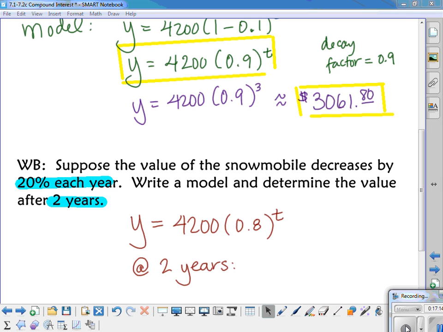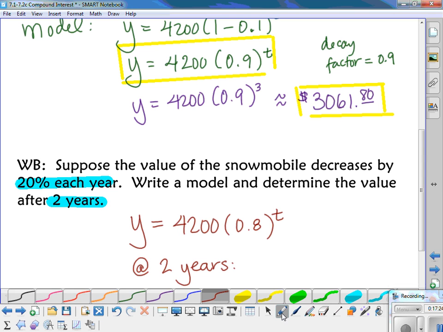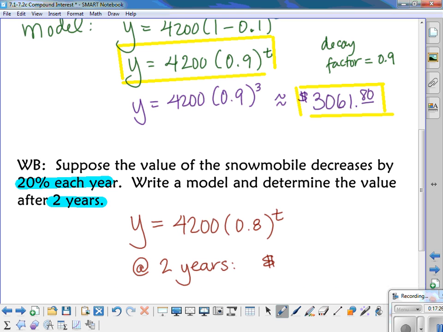Okay, it looks like most of you guys are getting it. The model would be y equals 4,200 times 0.8 to the t power, my decay factor being 0.8. And so then at 2 years, you plug in a 2 for the time, and you get $2,688. Exactly. Okay, so any questions?